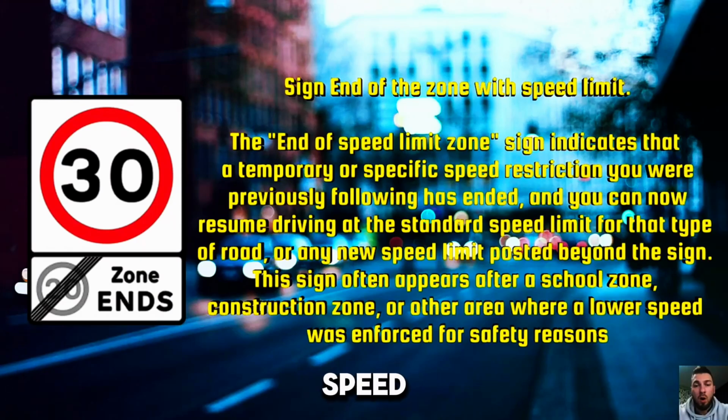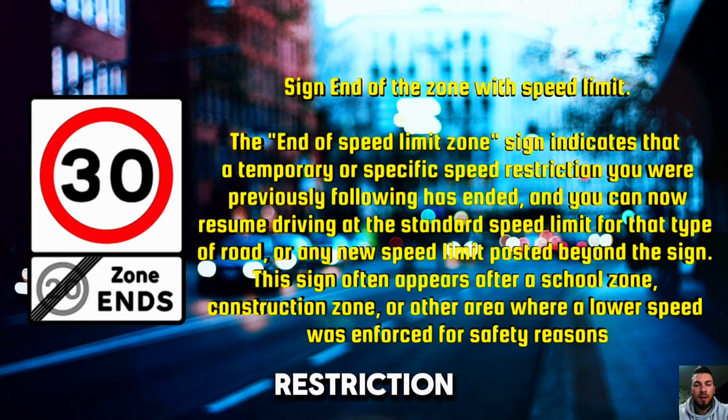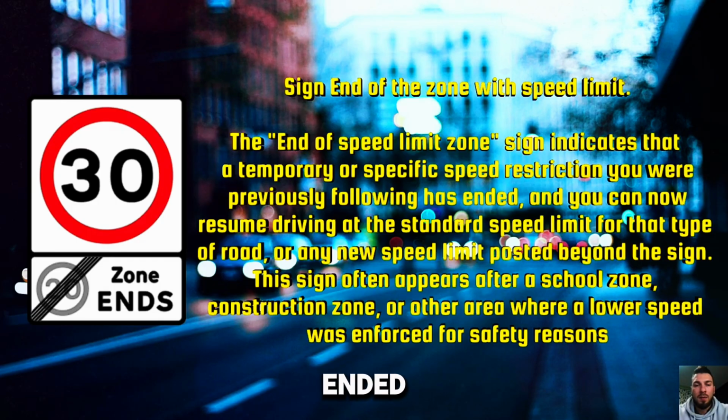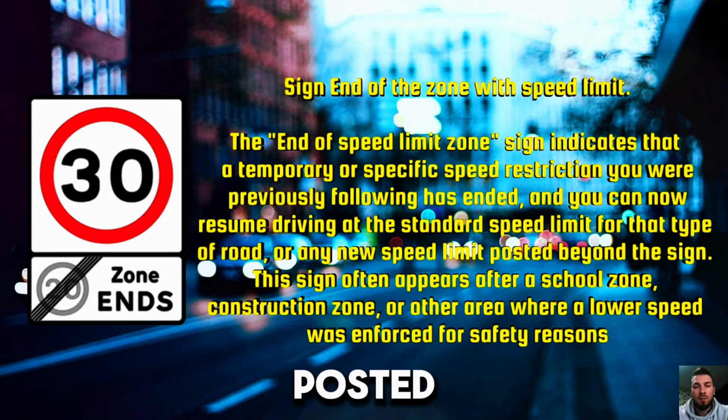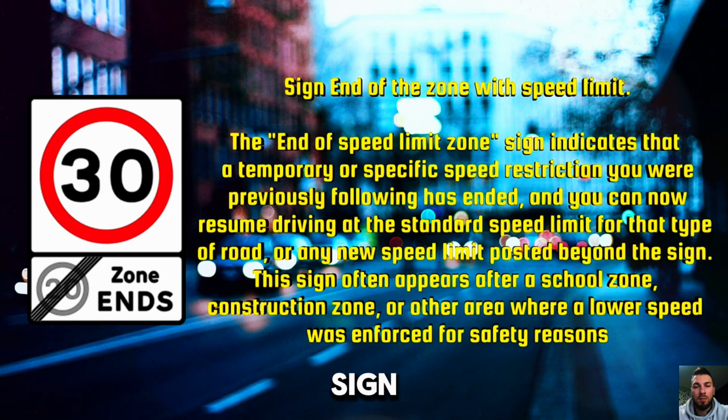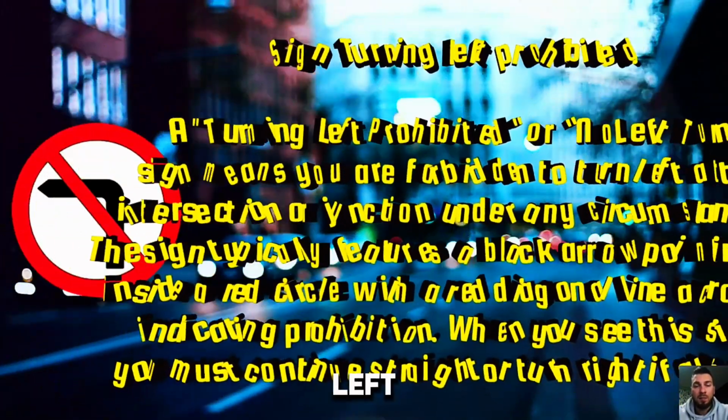Sign end of zone with speed limit. The end of speed limit zone sign indicates that a temporary or specific speed restriction you were previously following has ended, and you can now resume driving at the standard speed limit for that type of road or any new speed limit posted beyond the sign. This sign often appears after a school zone, construction zone, or other area where a lower speed was enforced for safety reasons.